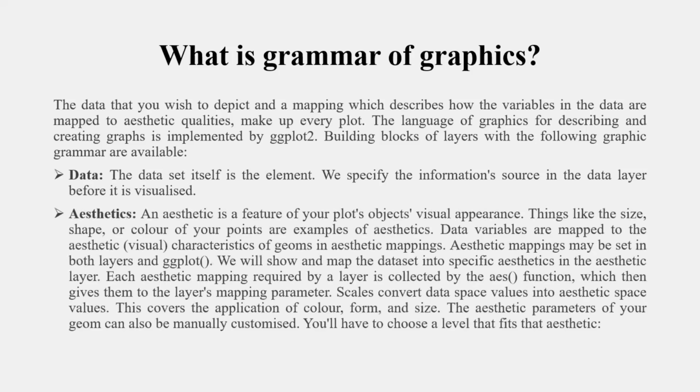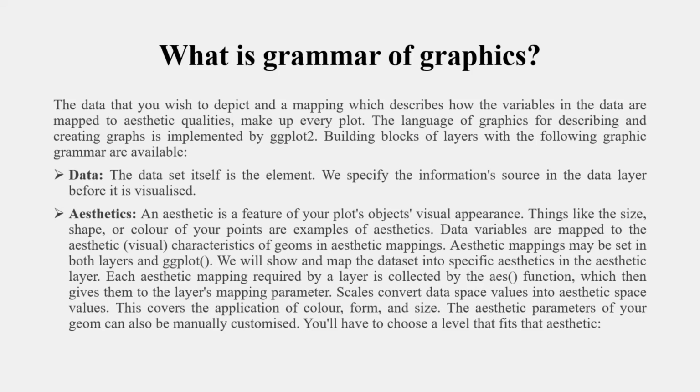Next, we have aesthetics. An aesthetic is a feature of your plot's object's visual appearance. Things like the size, shape, or color of your points are examples of aesthetics. Data variables are mapped to the aesthetic or visual characteristics of geoms in aesthetic mappings. Aesthetic mappings may be set in both layers and ggplot. We will show and map the dataset into specific aesthetics in the aesthetic layer.